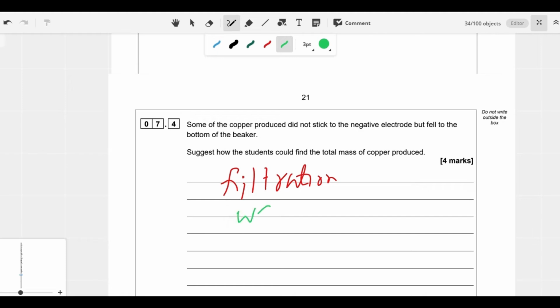So wash and dry the residue that is in the form of copper, and next you need to add the increase in the mass of the electrode. You weigh that residue, the copper collected, and then you add the increase in the mass of the electrode.